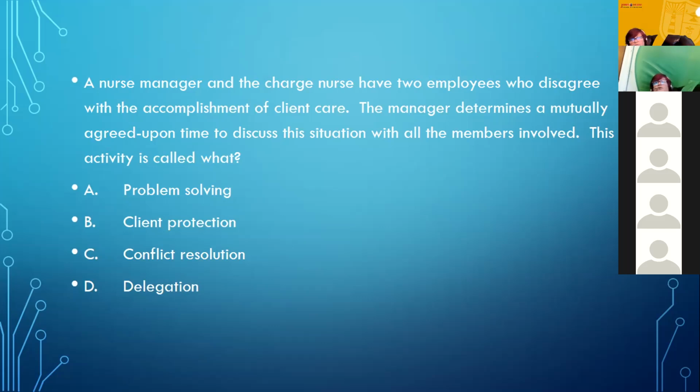So it's not problem solving, and it's not client protection, and it's not delegation. Correct. And we actually talked about this when we did some of the PowerPoints about avoidance, about how sometimes we'll make deals with people, promise them something for the future. So there's a few different ways we can go through this conflict resolution. Sometimes people ignore it, and there are different ways to solve the problem, or sometimes people just turn a blind eye to it.